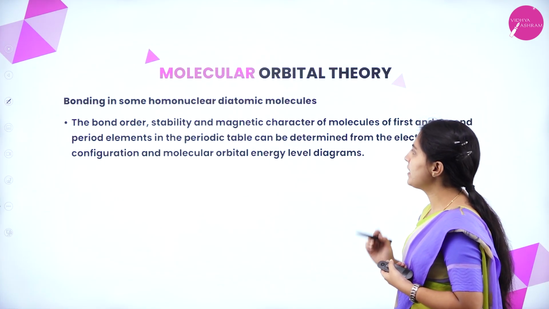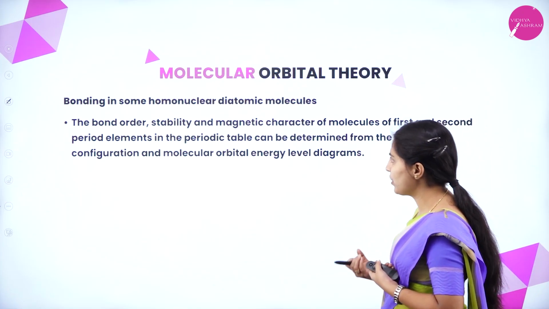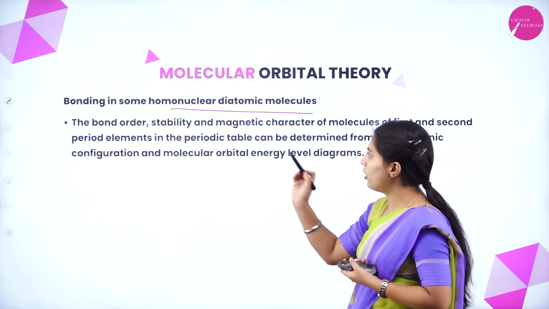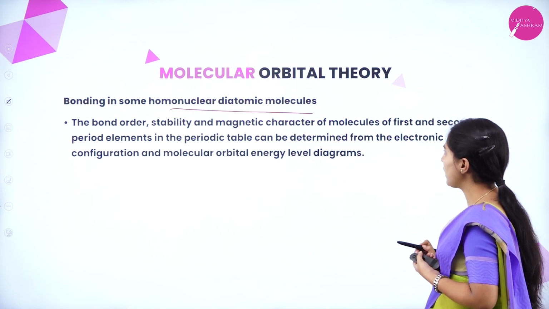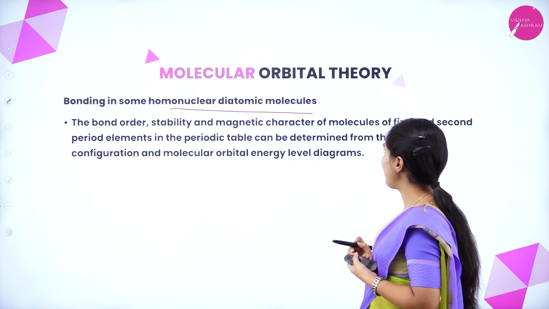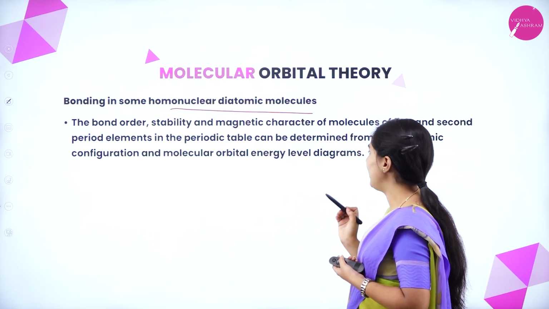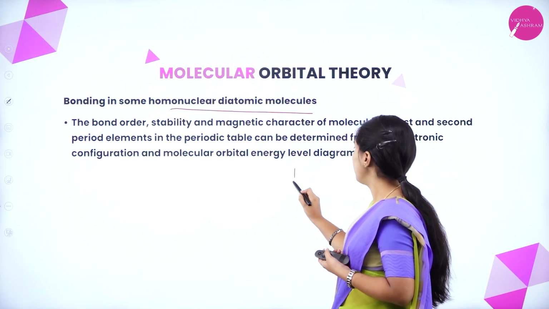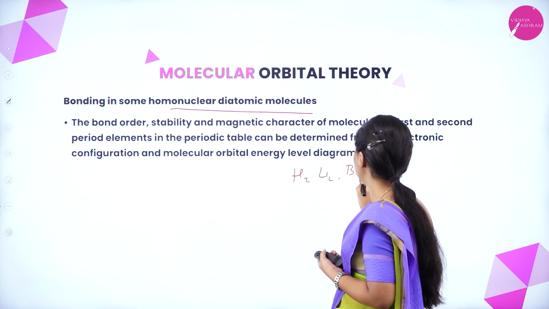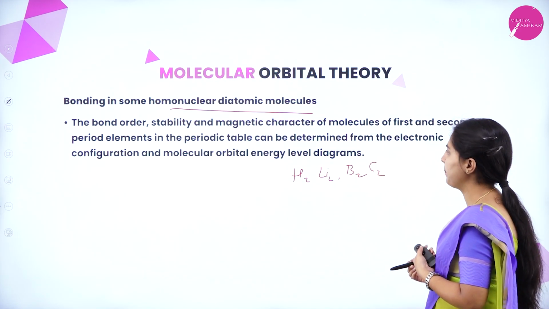Next, bonding in some homonuclear diatomic molecules. Now we are moving to the energy level diagrams in homonuclear diatomic molecules. The bond order, stability and magnetic character of molecules of first and second period elements in the periodic table can be determined from the electronic configuration and molecular orbital energy level diagrams. Homonuclear means H2, Li2, B2, C2, that is, first and second period elements.